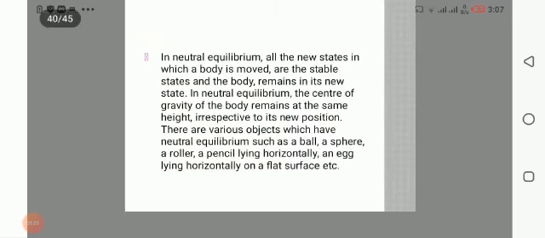In neutral equilibrium, all the new states in which a body moves are stable states and the body remains in its new position. In neutral equilibrium, the center of gravity of the body remains at the same height irrespective of its new position. There are various objects which have neutral equilibrium, such as a ball, a sphere, a roller, a pencil lying horizontally, an egg lying horizontally on a flat surface, etc.